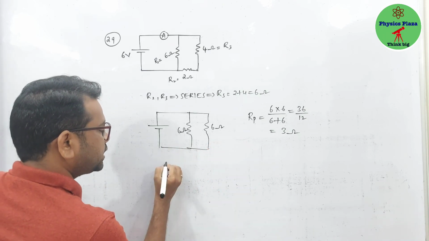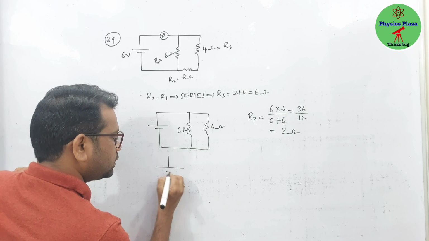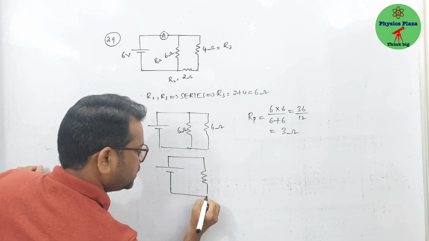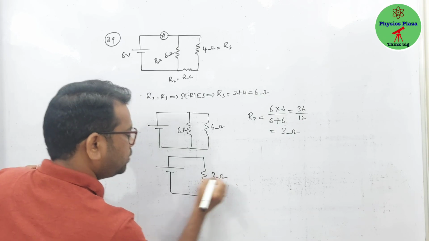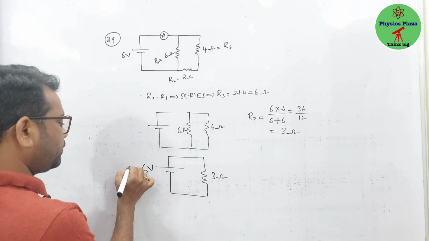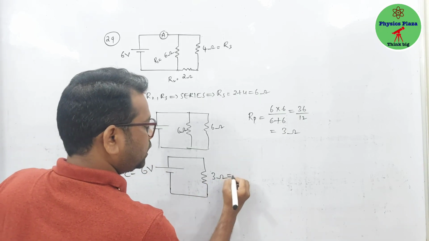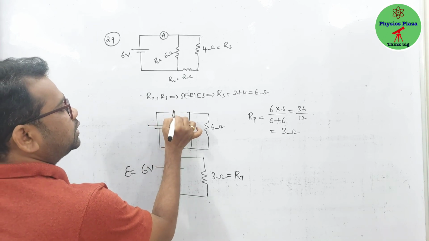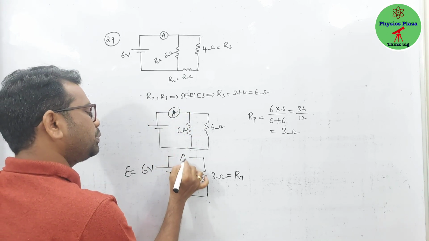So finally this circuit I can remake like this, with a single resistor. How much is it? 3 ohm, and this EMF is 6 volt. Now this is EMF, and this is total resistance. Now we need to calculate the reading of the ammeter. Let us not forget the ammeter. Otherwise who will measure the current?